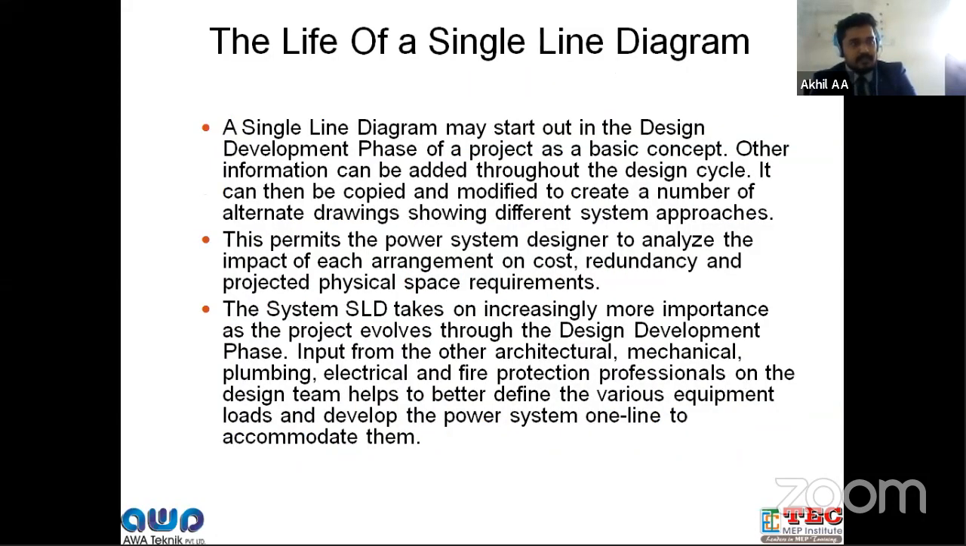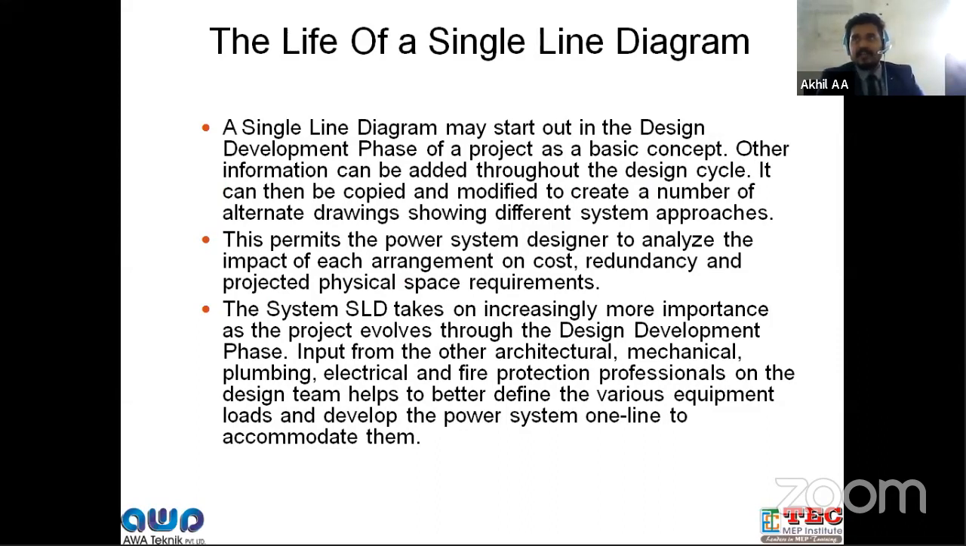Okay, so the life of a single line diagram, like how we start to prepare the single line diagram. A single line diagram may start out in the design development phase of a project as a basic concept. Other information can be added throughout the design cycle. It can then be copied and modified to create a number of alternative drawings showing different system approaches.